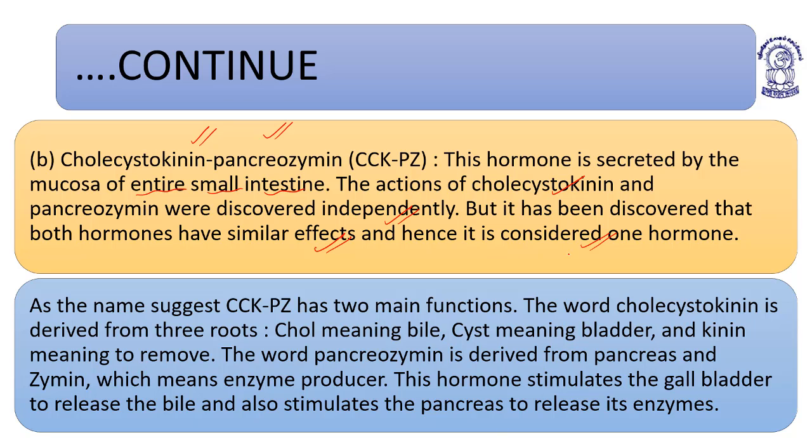The word cholecystokinin is derived from three roots. Chole means bile, cyst means gallbladder, and kinin means to remove. The word pancreozymin is derived from the pancreas, and zymin comes from enzyme producer. This hormone stimulates the gallbladder to release bile. It also stimulates the pancreas to release its pancreatic enzymes for the digestion of food in the small intestine.